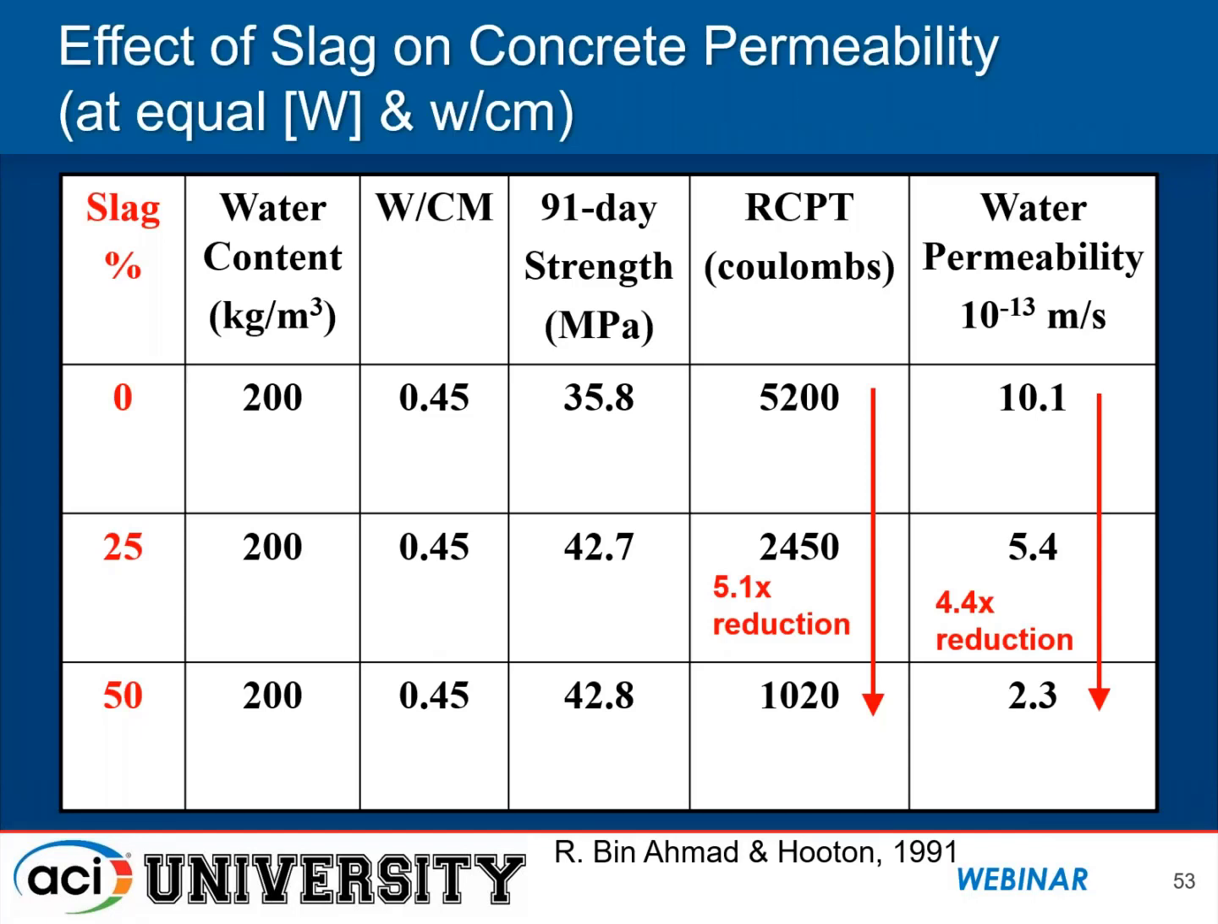Again, on permeability, this is the ASTM 1202 rapid chloride permeability test. So these really old concretes with 0, 25, and 50% slag, same water content, same water binder ratio. Strengths are similar, not exactly the same, but very similar because they're starting at the same porosity due to the equal water content. But there's a 5 times reduction in the chloride permeability by 1202, and for water permeability, almost the same amount of reduction. So you're showing the benefit of adding slag, all other things being equal.